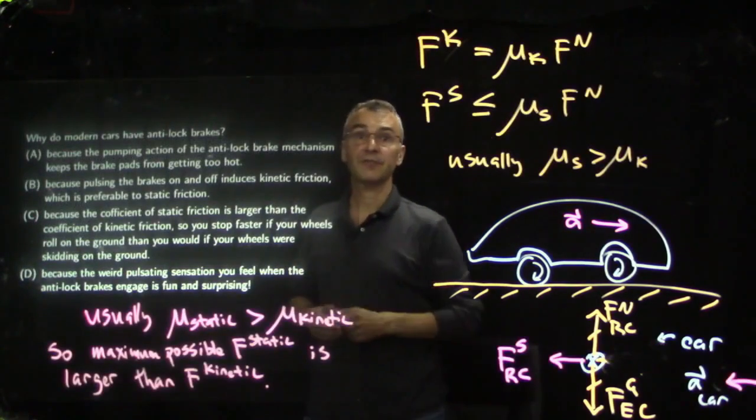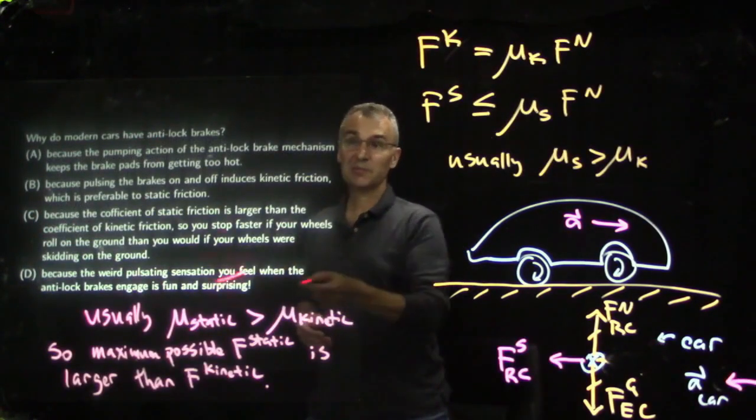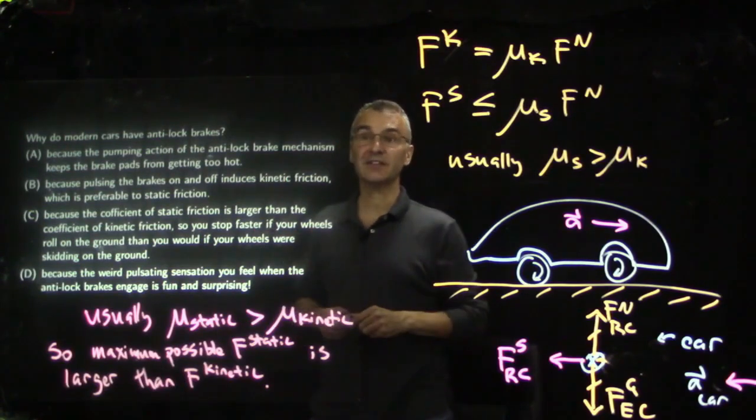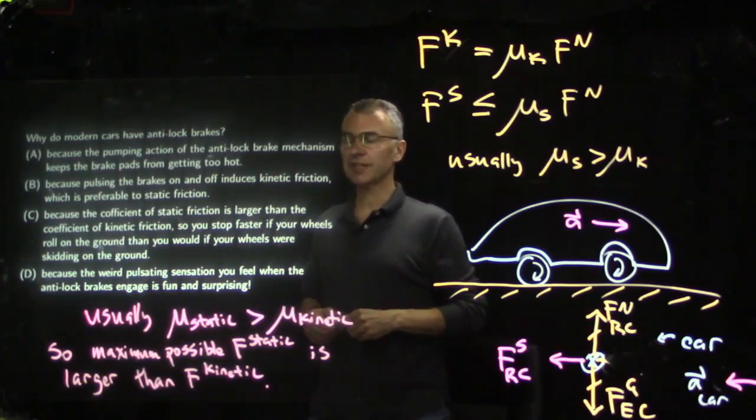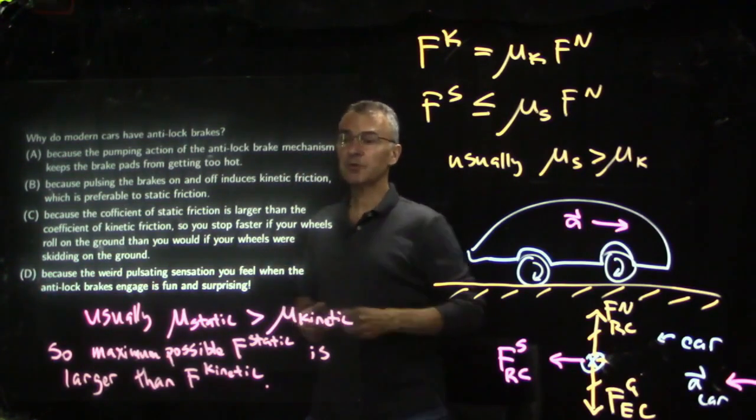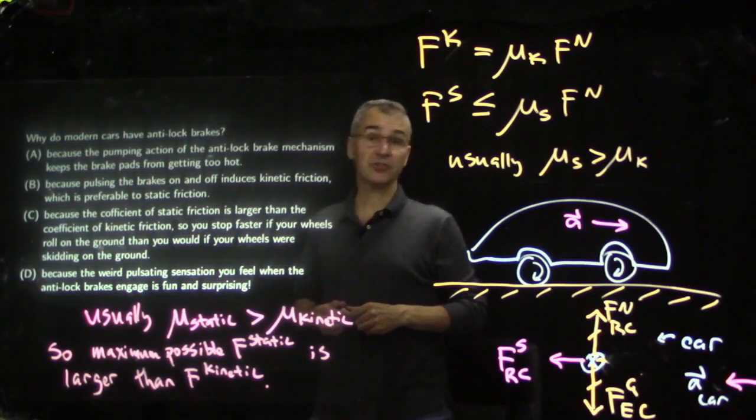Why do modern cars have anti-lock brakes? I'll get some possible answers here. Maybe the pumping action of the anti-lock brake mechanism keeps the brake pads from getting too hot. Maybe pulsing the brakes on and off induces kinetic friction, which is preferable to static friction. Maybe the weird pulsating sensation you feel when the anti-lock brakes engage is fun and surprising.